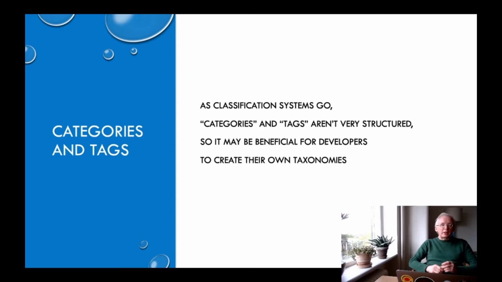In WordPress, we have some options for classifications. You could say that categories and tags are already kind of taxonomies, but sometimes it would be very nice to have other kinds of taxonomies.